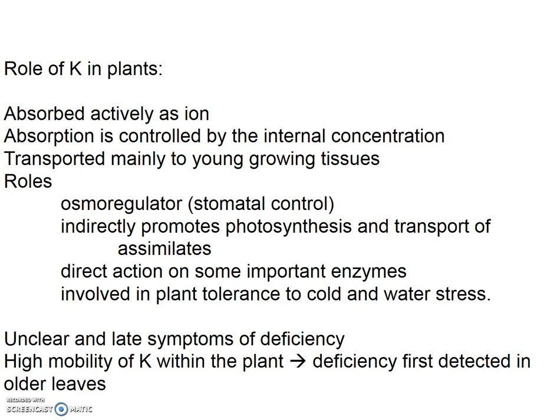The symptoms of deficiency for potassium usually occur late, after deficiency has been happening for quite a while, and many times are not clear, and might be confused with deficiency of other nutrients or micronutrients. The high mobility of potassium within the plant dictates that the deficiency is first detected in the older leaves of the plant.